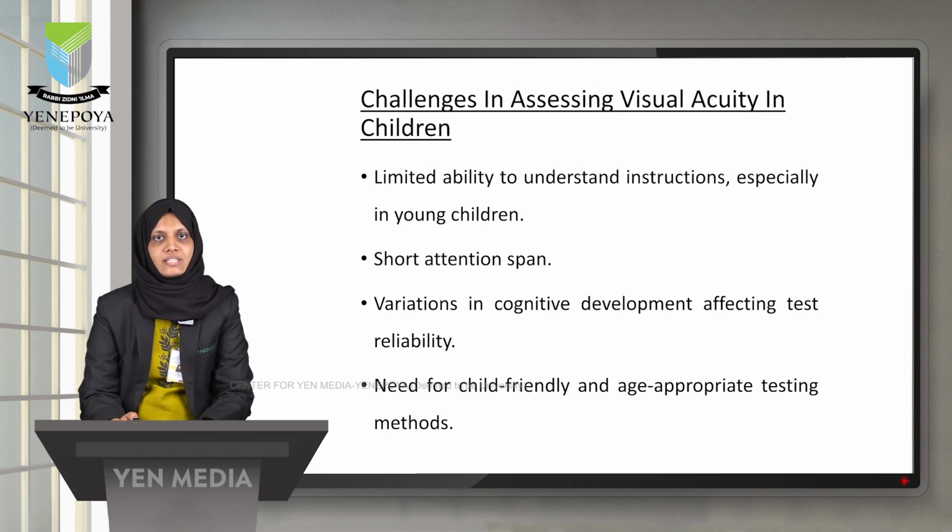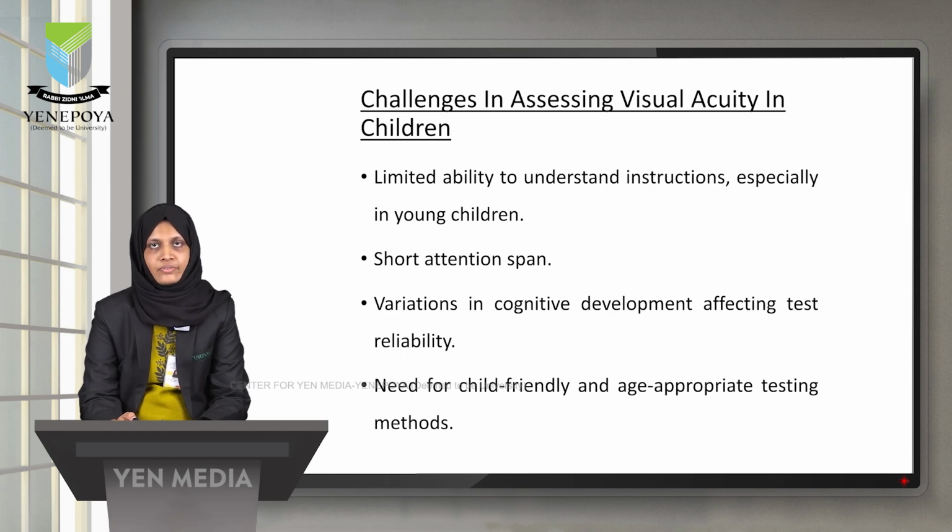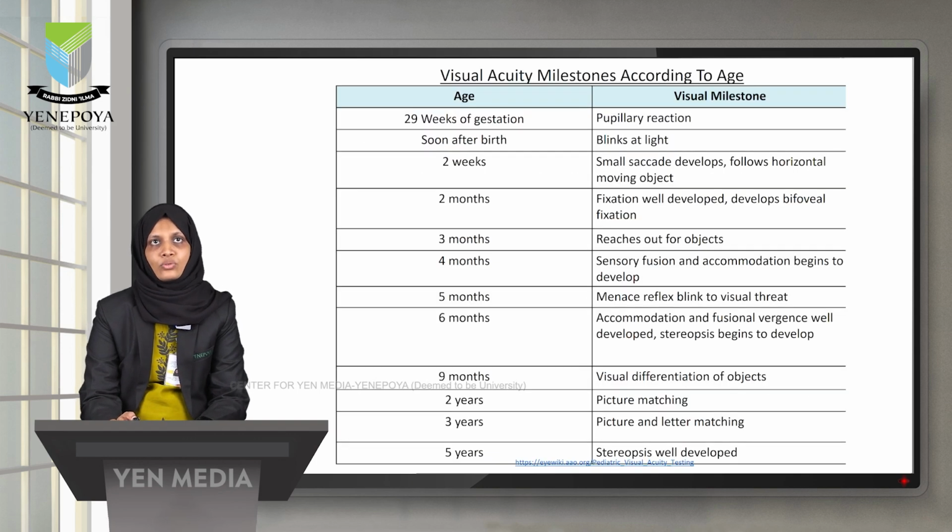Next, we are moving into challenges. What are the challenges we face in assessing visual acuity in children? First is the limited ability to understand instructions. Second is short attention span. Third is variation in cognitive development, which affects test reliability, and the last one is the need for child-friendly and age-appropriate test methods.